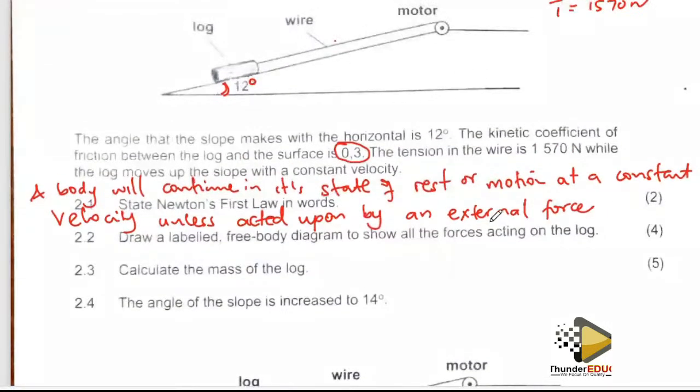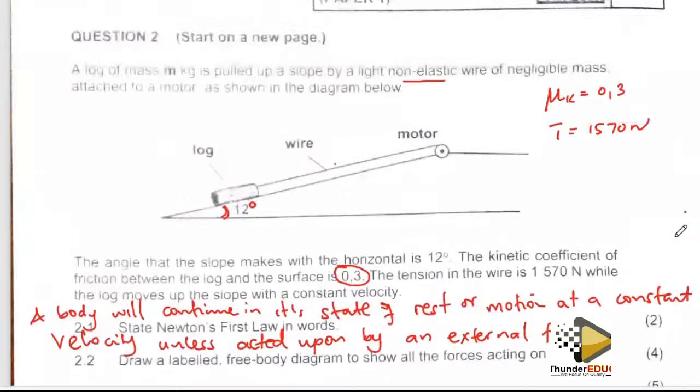Then 2.2, they want us to draw a labelled diagram of the log. So when you look at our log, since the log is moving upwards, we're going to have tension there within the wire. There's going to be the F g parallel. But since the log is moving upwards, we can also have the frictional force down there. We're going to have the normal force and then the F g perpendicular, as well as the weight, at the same time. So 1, 2, 3, 4, we have about 5 forces.